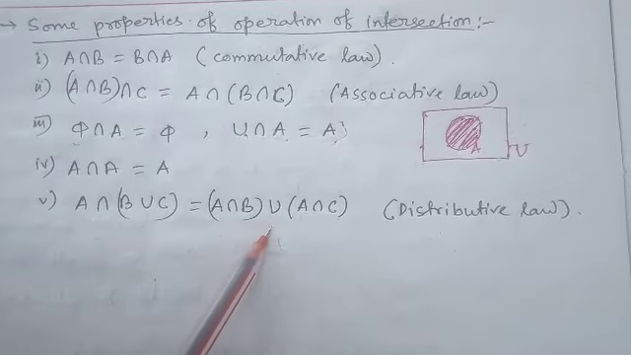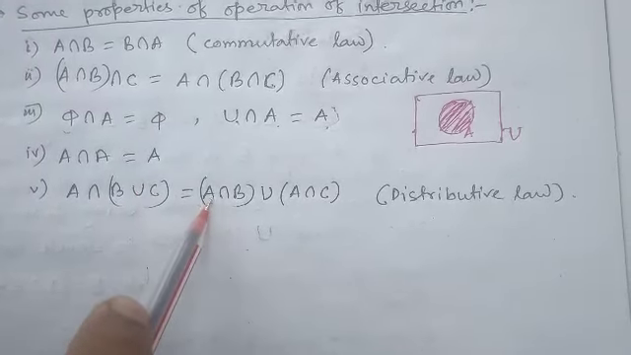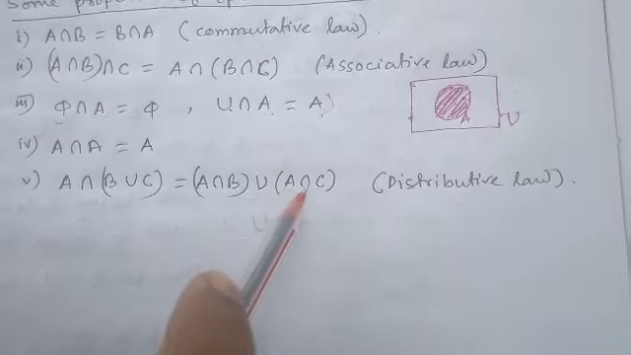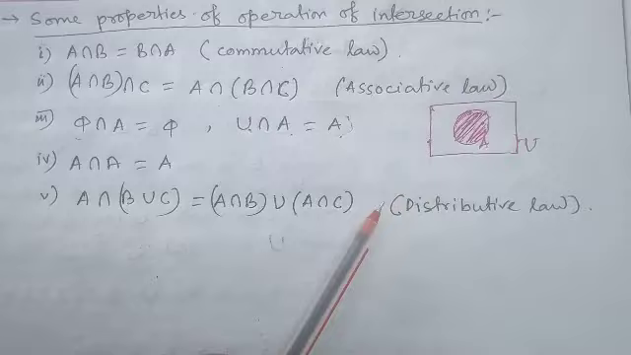And this is your distributive law: A intersection of B union C equals A intersection B union A intersection C. This law is called the distributive law.